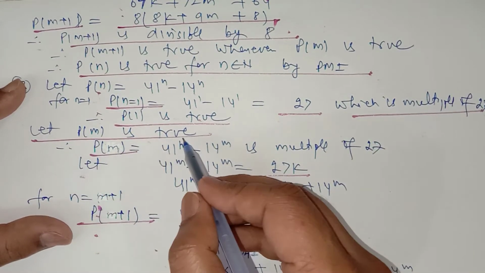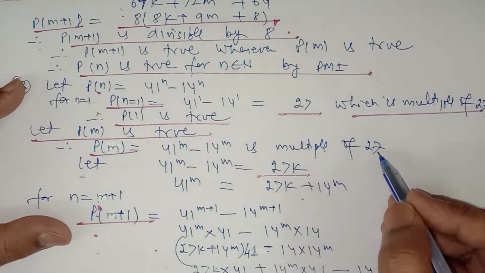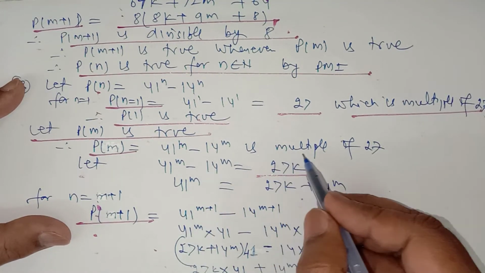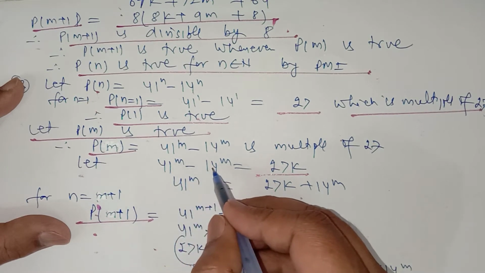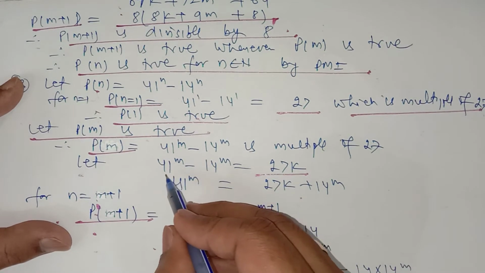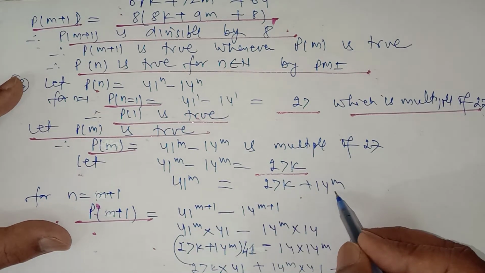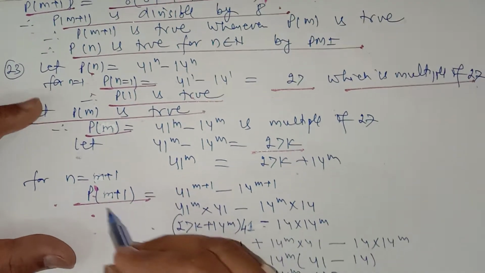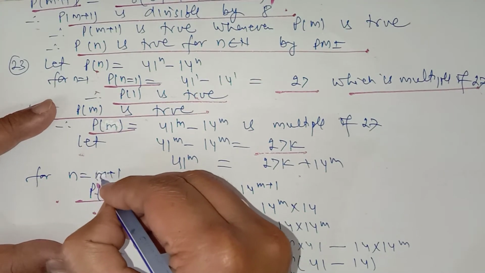So let Pm be true. So Pm is equal to 41 raised to power m minus 14 raised to power m is a multiple of 27, because we have assumed that it is true for n is equal to m. So 41 raised to power m minus 14 raised to power m is equal to 27k. I have let it because it is a multiple of 27. From this you can get the value of 41 raised to power m, which is equal to 27k plus 14 raised to power m. Now I will prove that this statement is true for n is equal to m plus 1.